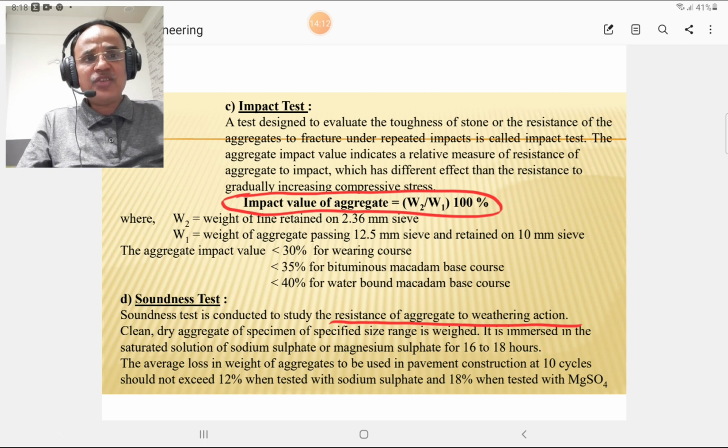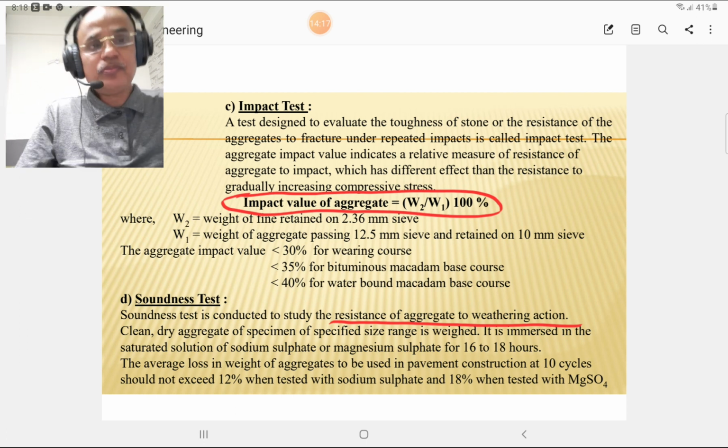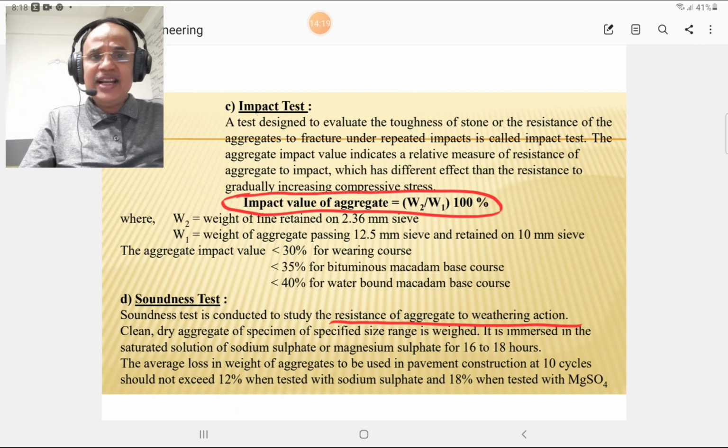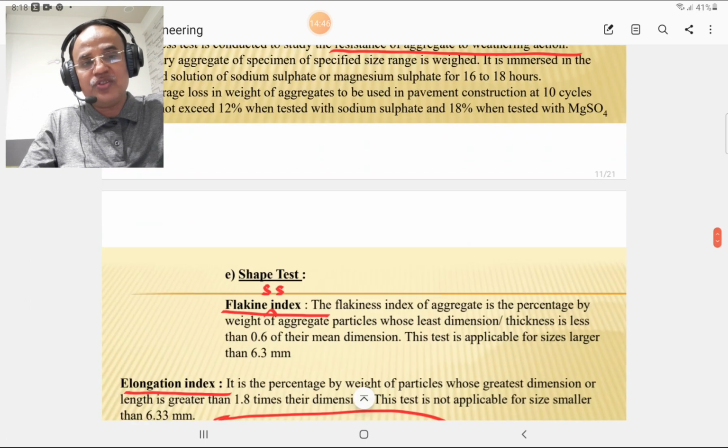Then soundness test. Soundness is resistance of aggregate to the weathering action. Clean dry aggregate specimen of specified size range is immersed in the saturated solution of sodium sulfate or magnesium sulfate, and the average loss in weight of aggregate to be used in pavement construction at 10 cycles should not exceed 12% when tested with sodium sulfate and should not be greater than 18% when tested with magnesium sulfate. That is very important for soundness test.